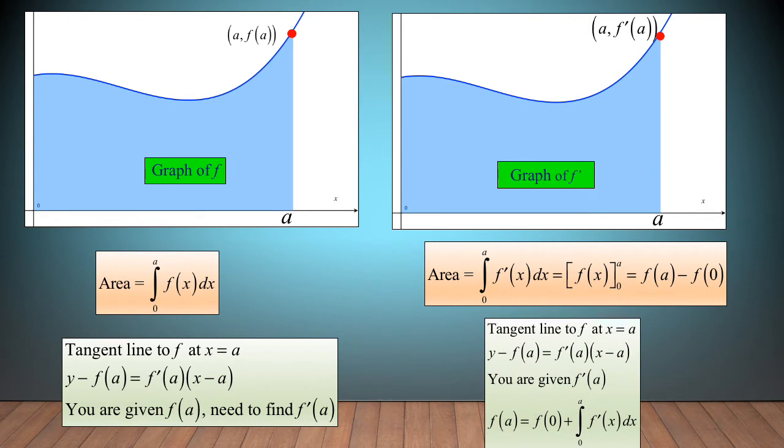If, again, we were asked to find the tangent line to f at x equals a, we would use our point slope formula, y minus f of a equals f prime of a times the quantity x minus a. We are given f prime of a, as we have the point (a, f prime of a). We would use the area formula above to realize that f of a is equal to f of 0 plus the integral from 0 to a of f prime of x dx, or f of 0 plus the area under that curve.